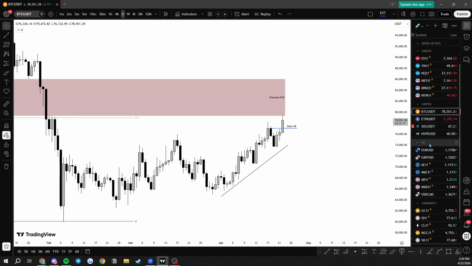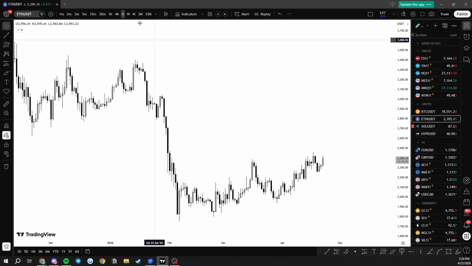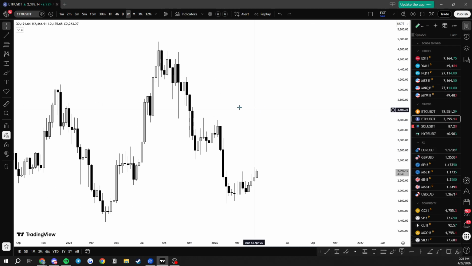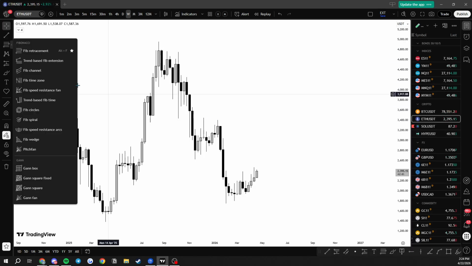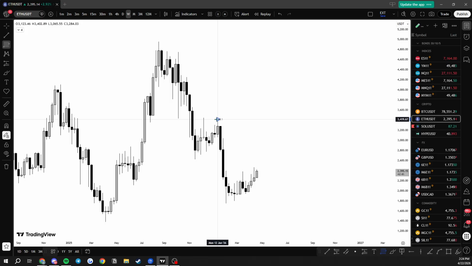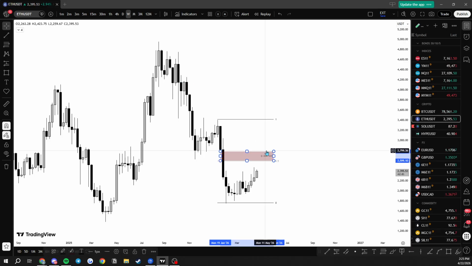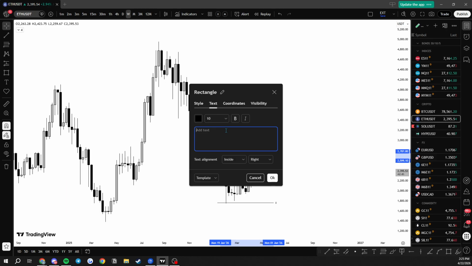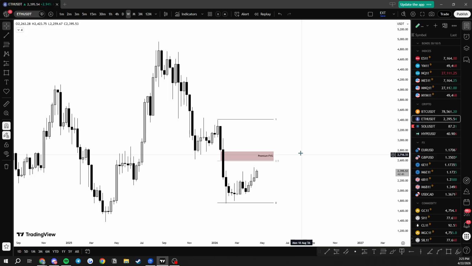Okay, so move to ETH real quick. Same thing. We'll go ahead and map out the premium discount of this leg. Now for those of you that are not very familiar with SMT, keep in mind only one of the assets, BTC or ETH, actually has to hit this premium fair value gap. They don't both have to do it. They can, but they don't have to. So keep that in mind.